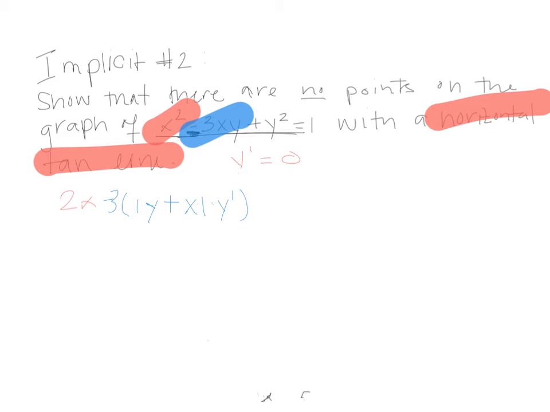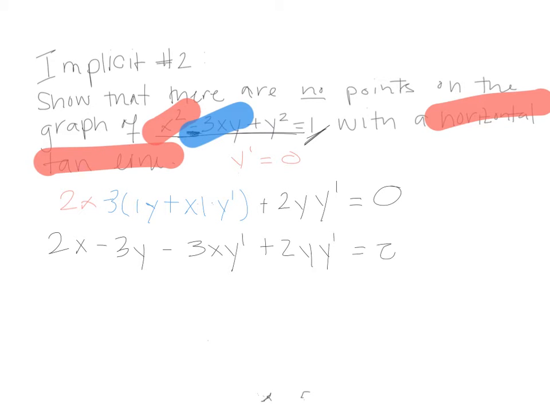Then I have the y squared, so that's going to be plus 2y, y prime. And last, I have to remember to find the derivative of the 1, and that's going to be 0. Now I'm going to write this out by distributing it. It's going to be 2x minus 3y minus 3x y prime plus 2y y prime equals 0.